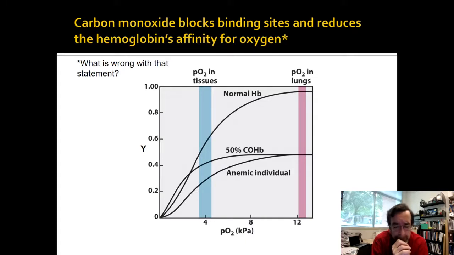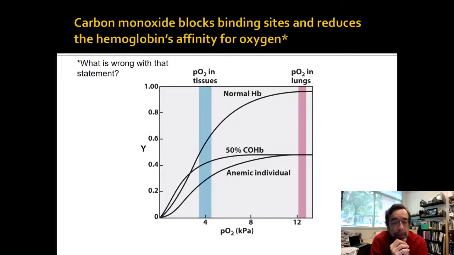For the statement to be true, it needs to be true at all oxygen pressures. Reducing hemoglobin's affinity for oxygen means that the line with carbon monoxide should be below the equivalent line for hemoglobin at all pressures. Look at that line. The 50% CO line actually is higher in affinity when you're at very low concentrations of oxygen. That's kind of weird, but if you think about it, it actually makes sense with what we know about the molecule.